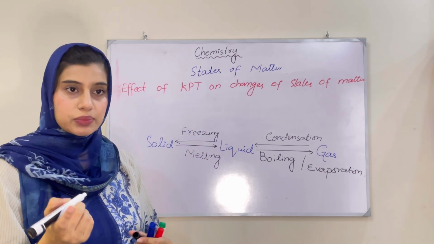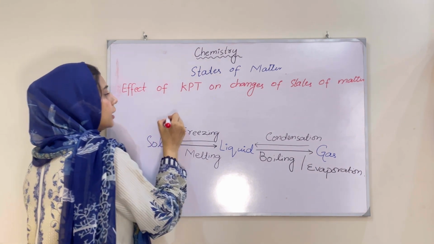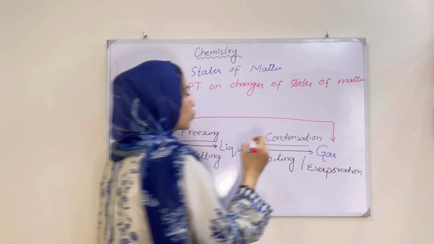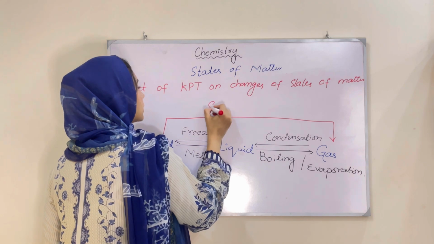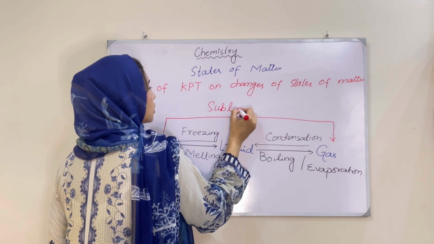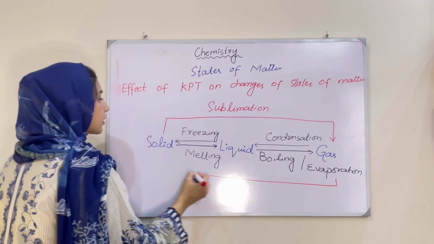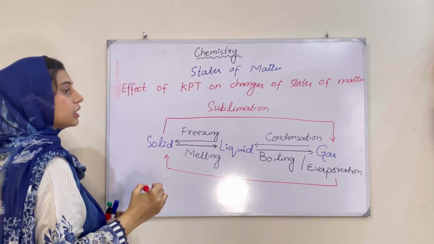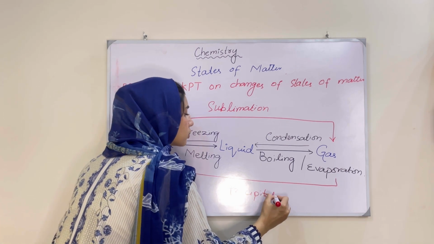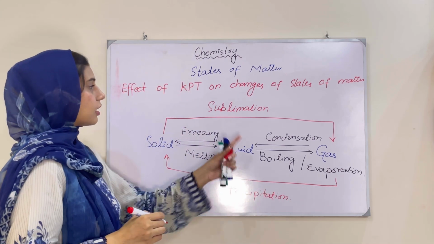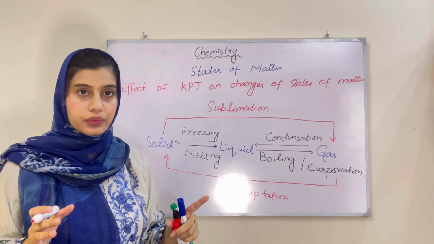We have two more changes that usually occur, which is conversion of solid directly into gas. When a solid is directly converting into gas, this process is known as sublimation. And when a gas is directly converting into solid, this process is known as precipitation. So these are six changes, interconversions of states, in which kinetic particle theory is helping.